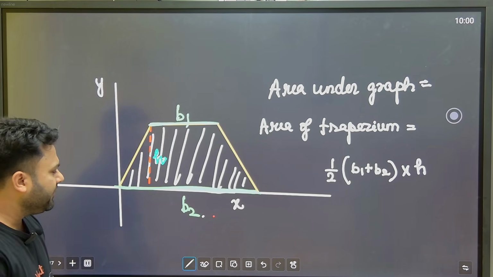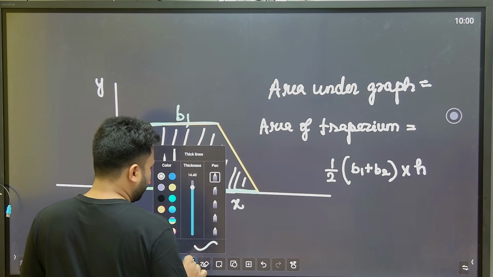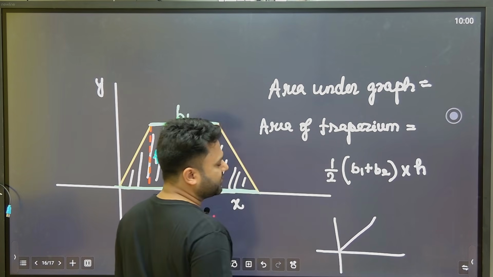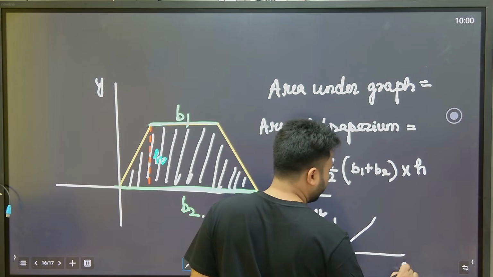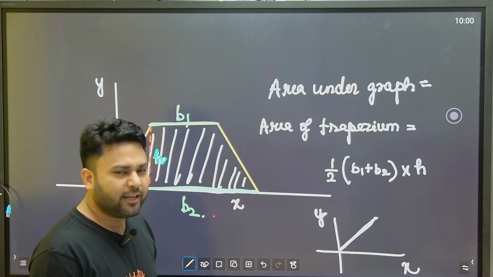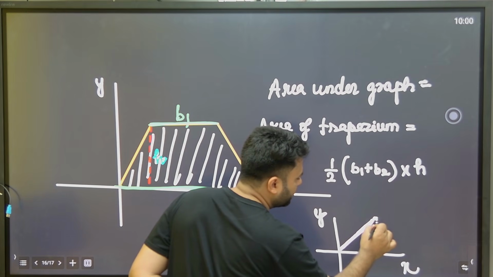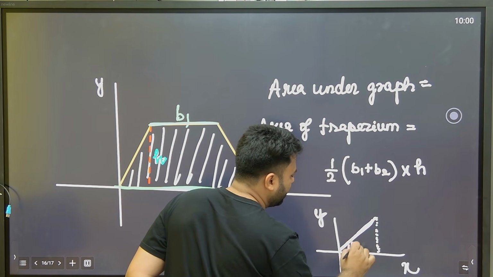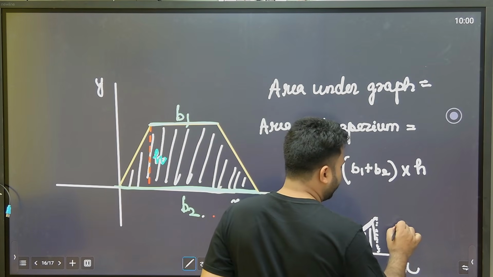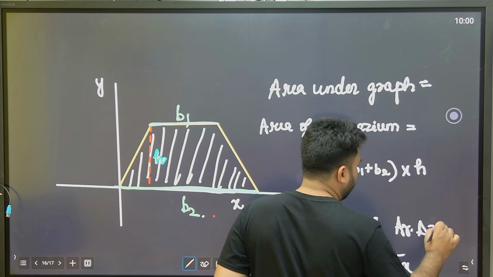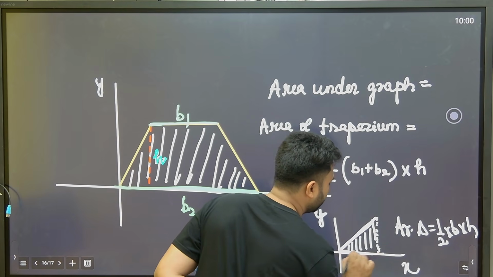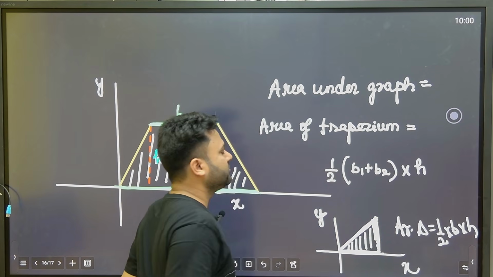They can give different graphs also. Suppose they give a graph like this. This is y, this is x, and we have a straight line like this. What is the area under the graph? Again, what you will do? You will drop like this. So we are concerned about this area. So this is what? Area of a triangle. You know, half base into height. Base will be this length. Height will be this length.